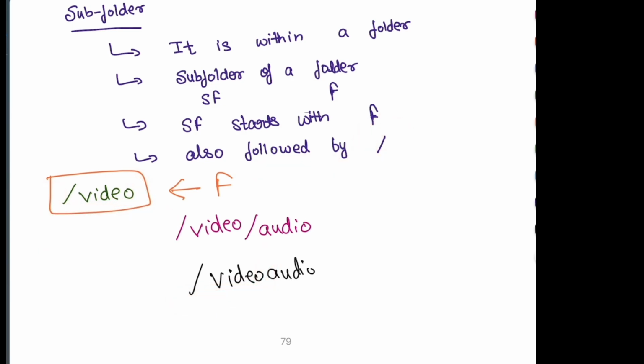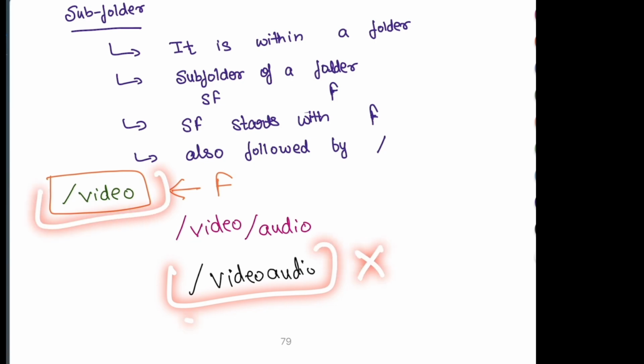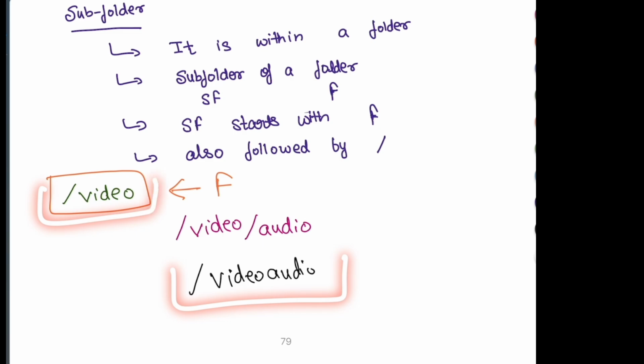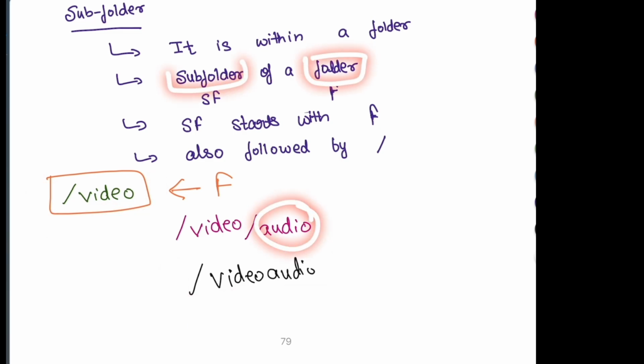And that is why I can say this is not a subfolder of this, because this is a completely different folder. It is a separate path, right? So to ensure that a folder is a subfolder of another folder, the first thing is it will start with the folder path, and the second thing is it will also be followed by a forward slash, and then we can say that our subfolder is within the folder.